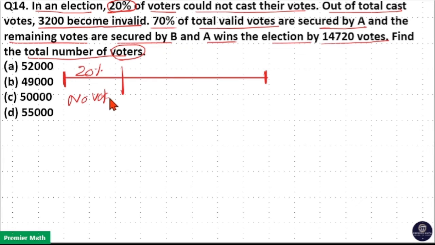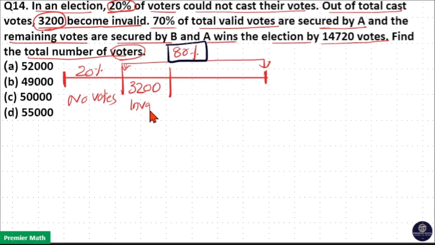Now, remaining is 80%. So, out of this 80%, 3,200 become invalid. So, 3,200 are invalid votes out of this 80%. Now, remaining are total valid votes. So, out of this 80%, 3,200 are invalid and total valid votes are remaining.